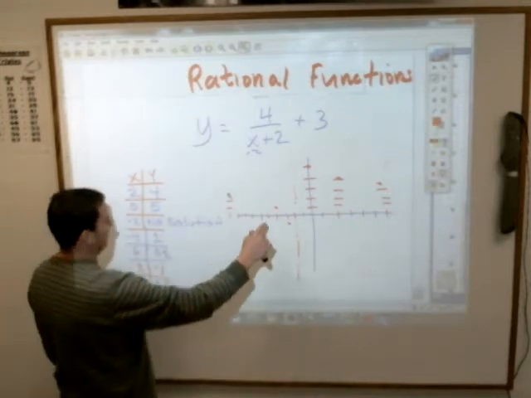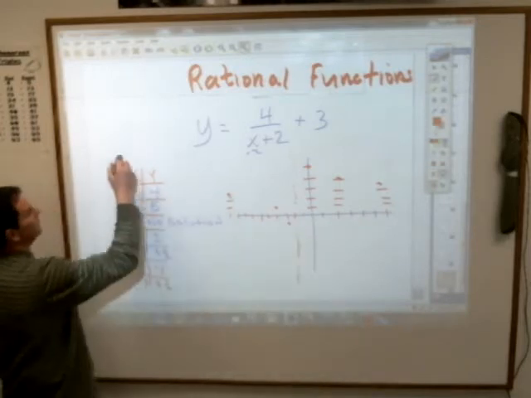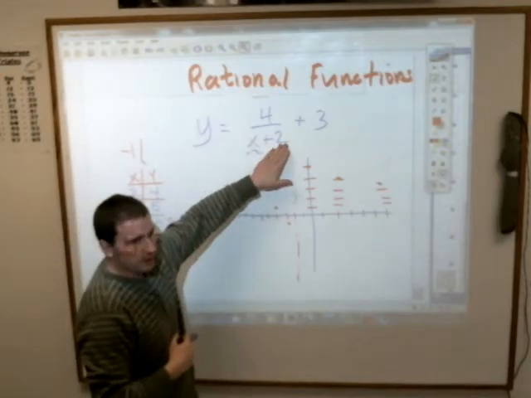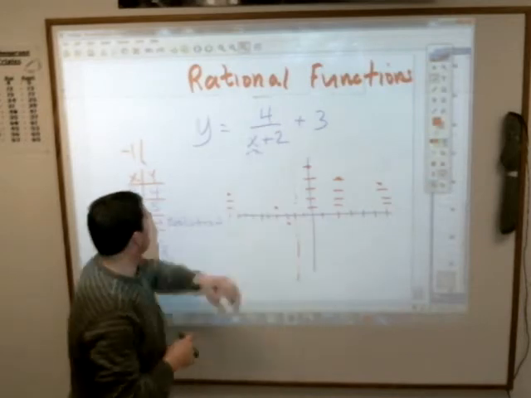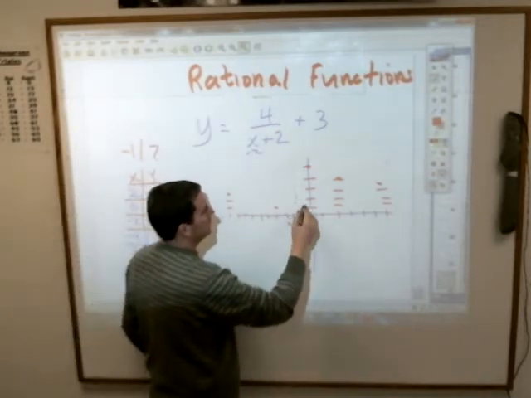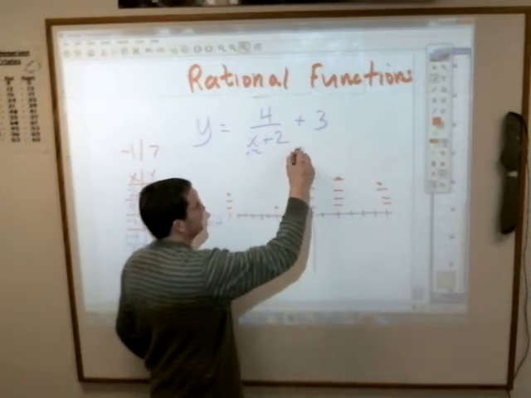Can I do negative 1 just for fun to show you where this other dot would be? Negative 1 plus 2 is 1. 4 over 1 is 4, plus 3 is 7. So negative 1 is 7.